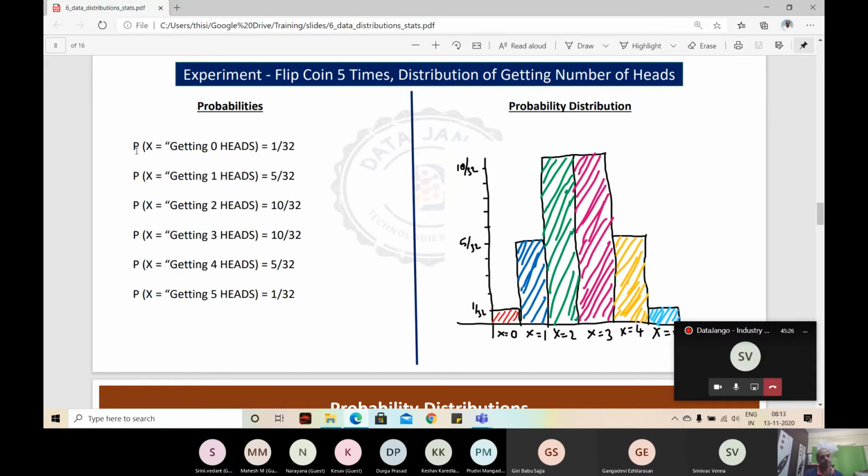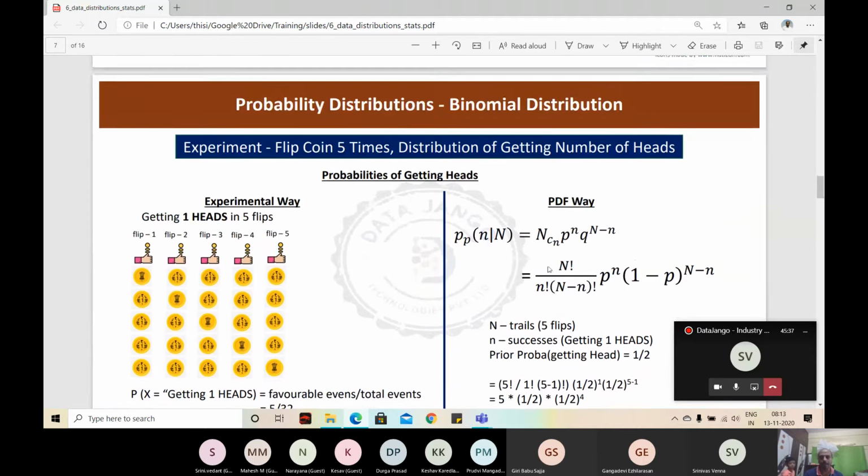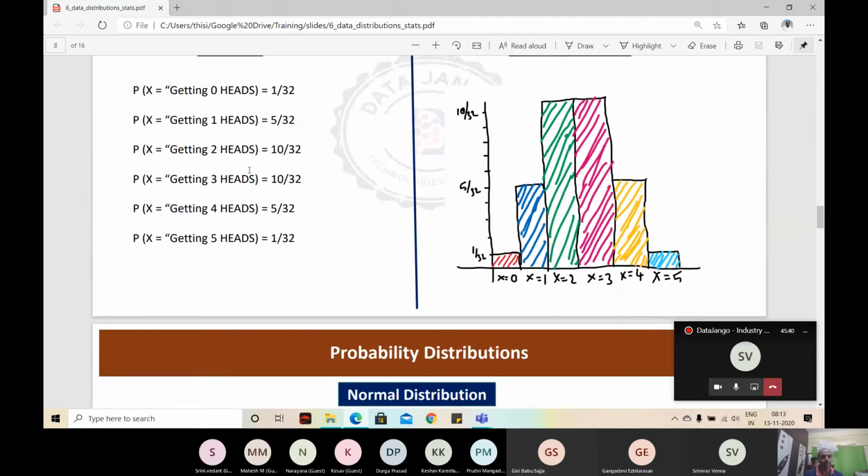So the probability of getting 0 heads is 1 by 32. We already know that. The probability of getting 1 head is 5 by 32. The probability of getting 2 heads is 10 by 32. I used this formula and calculated the rest of the probabilities. If I do a bar chart between the random variable and the probabilities, the random variable is X equal to 0 heads, X equal to 1, 2, 3, 4, 5 heads.